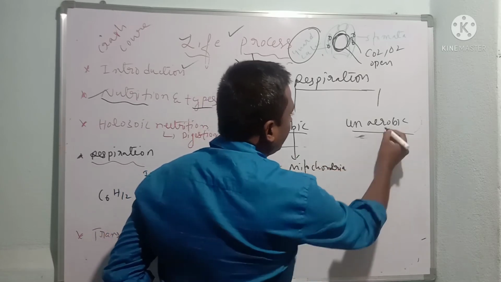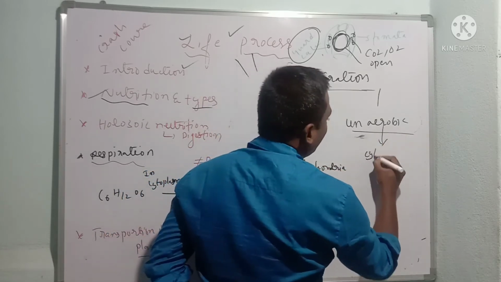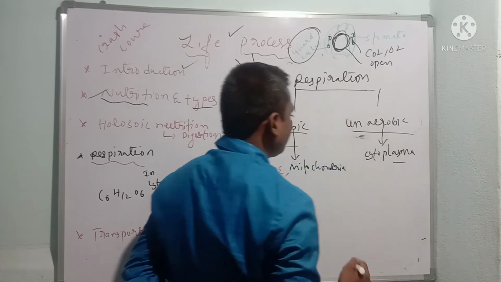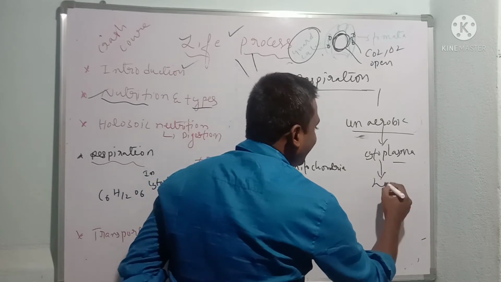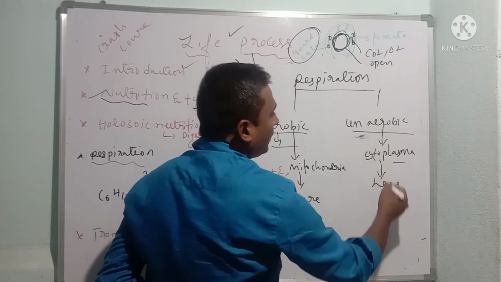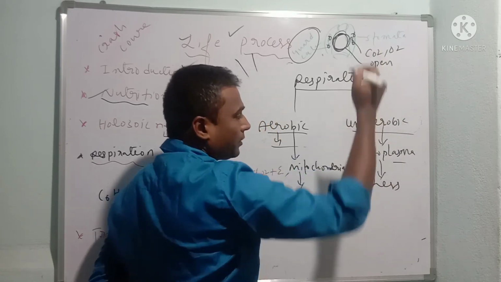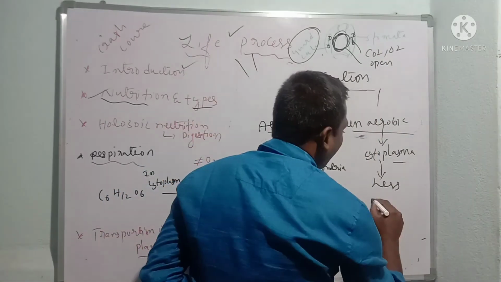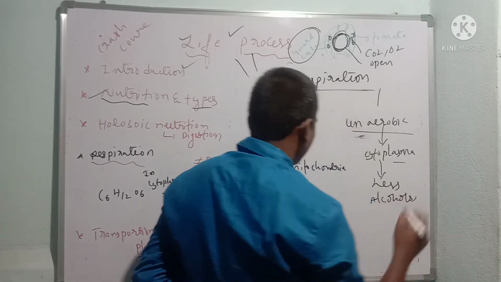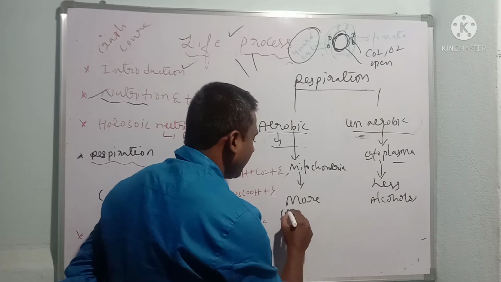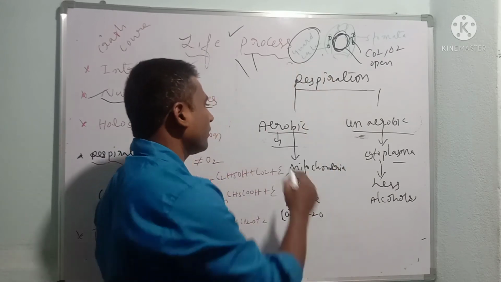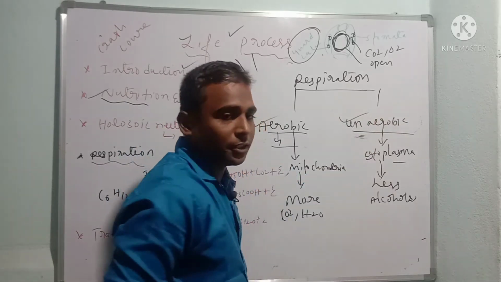Anaerobic respiration takes place in the cytoplasm. So they may ask you, children, about the cytoplasm. Anaerobic respiration releases less energy, while aerobic respiration releases more energy. The end product in anaerobic respiration is alcohol, while in aerobic respiration it is carbon dioxide and water. This is the major difference between aerobic and anaerobic respiration.